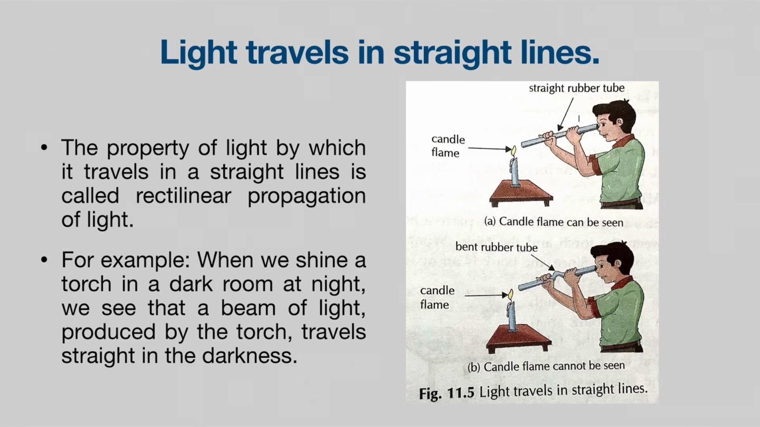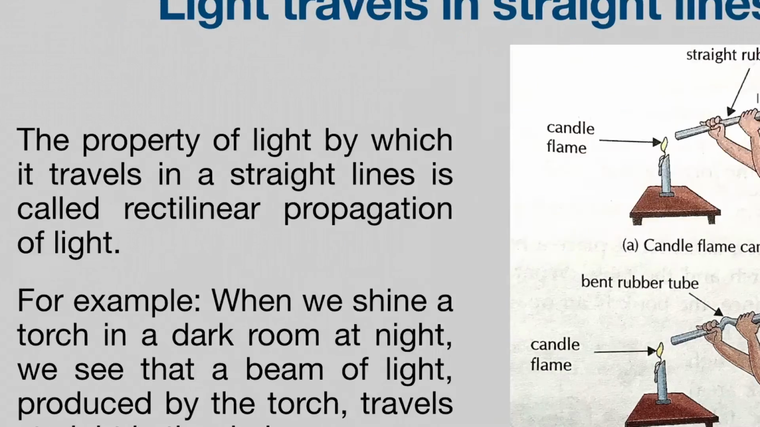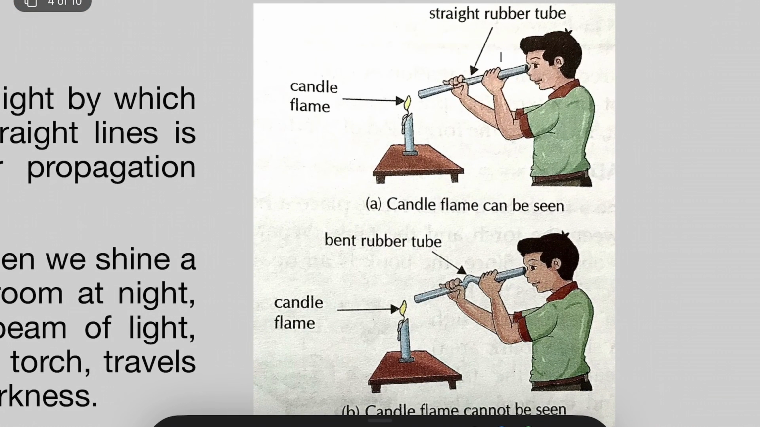This slide or this page talks about one of the most important properties of light, that is, light travels in a straight line. To prove this statement, you have an activity in your book through which we can check whether light travels in straight lines or not. If I zoom in on the figure, we can see two boys, up and below, holding two different rubber tubes. The upper one is holding a straight one and the bottom one is holding a bent rubber tube. So at first we will talk about the bottom one.